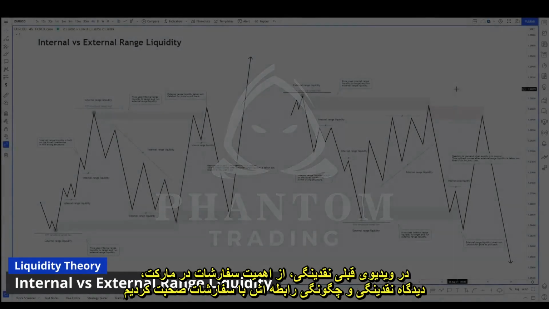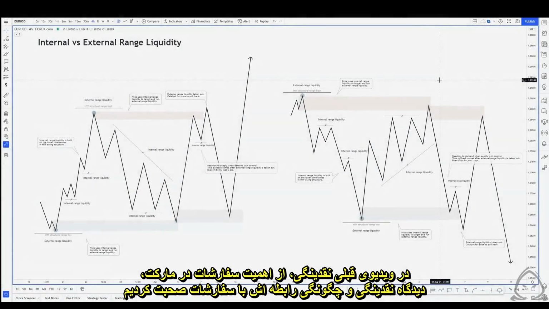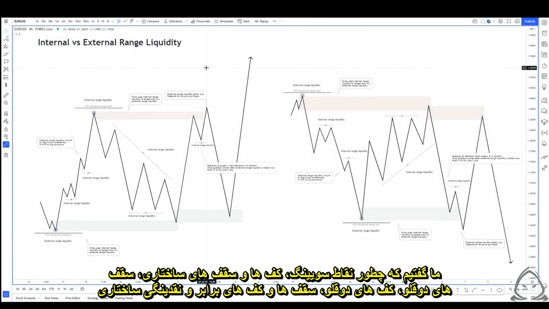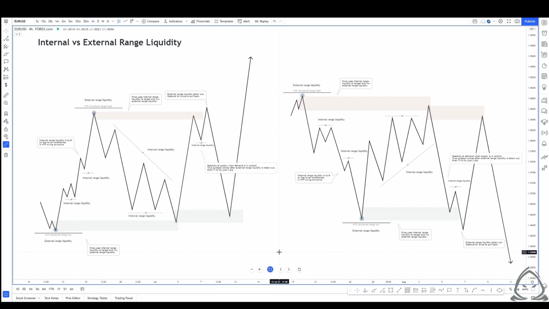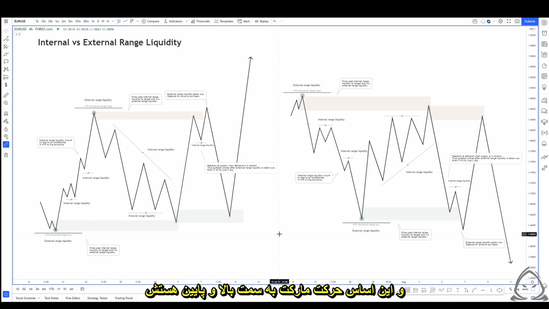In the previous liquidity video, we discussed how important orders were in the market and the concept of liquidity and how it interacts with orders. We discussed how swing points, structural highs and lows, double tops, double bottoms, equal highs, equal lows, and structural liquidity all have orders resting above or below them that the market will gravitate towards to collect orders to then rebalance pricing, and that is the basis for the market to be moving up and down.